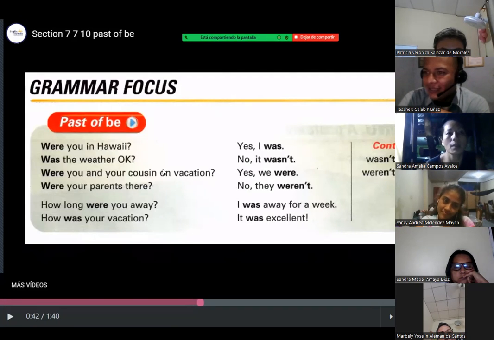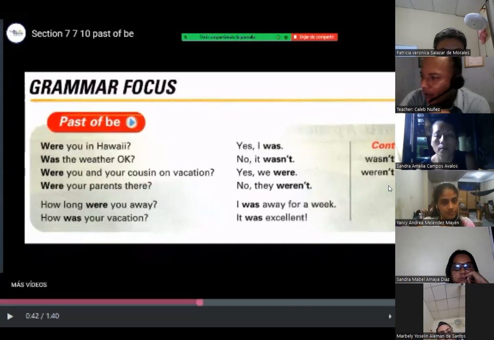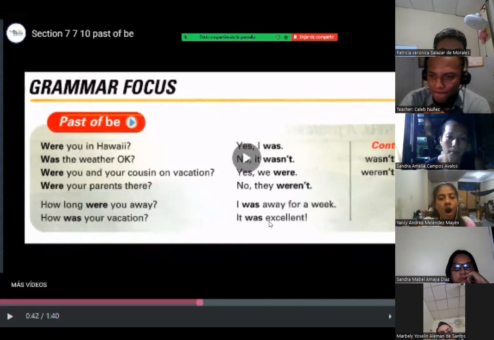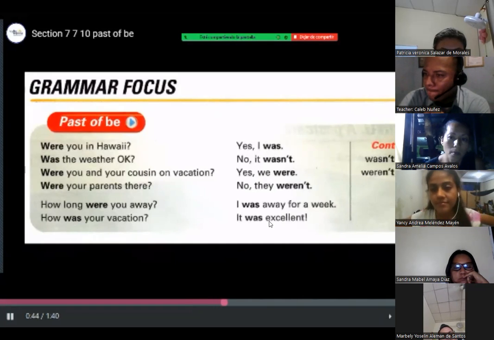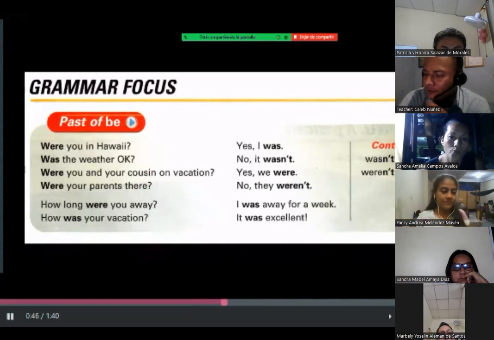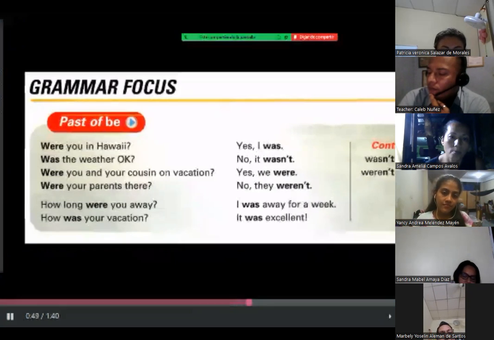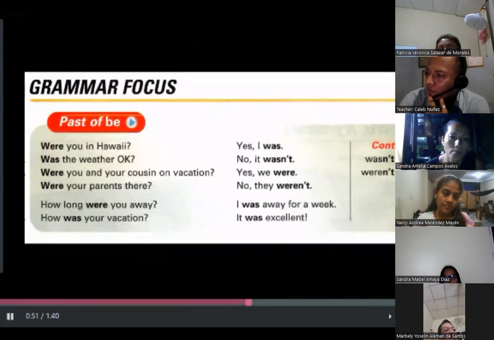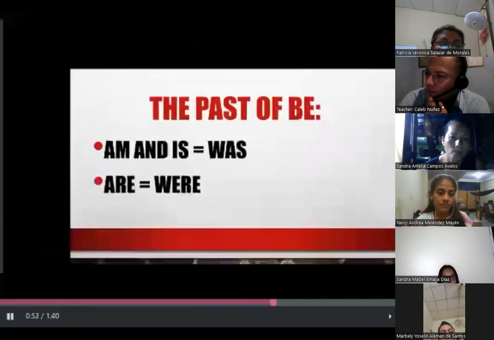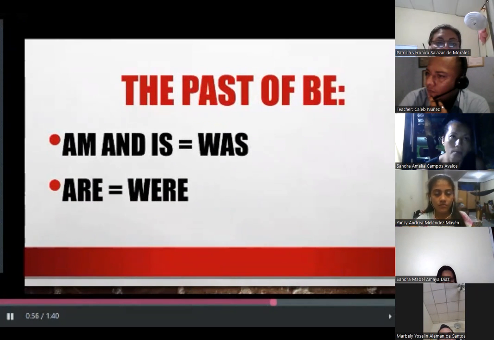It's kind of easy, I believe. It's just a matter of answering correctly using was or was not, were or were not. Okay? Any questions so far? So far, so good? Okay. Contractions. Wasn't equals was not. Weren't equals were not. The past of be: is, was, are, were.